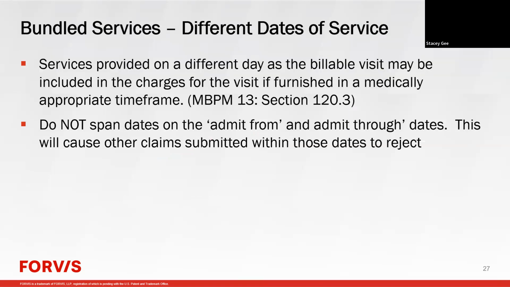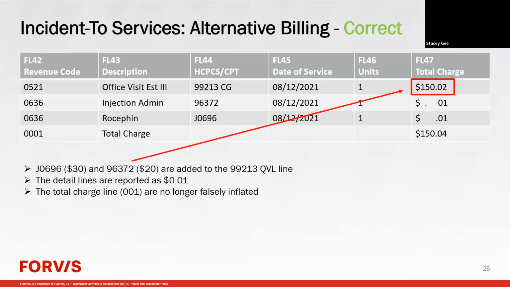So these service detail lines can be reported with a penny, which helps eliminate any type of artificial inflation on the revenues and your AR adjustments and that kind of stuff. And then that line, that 99213 with the CG modifier, is going to be used to calculate the total charges for your coinsurance and your deductible calculations.